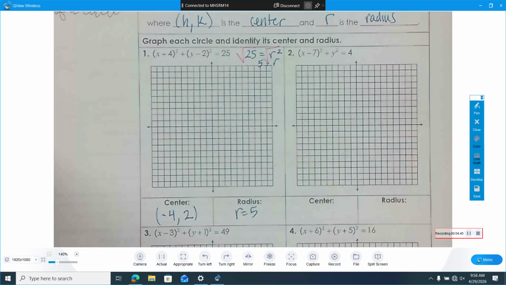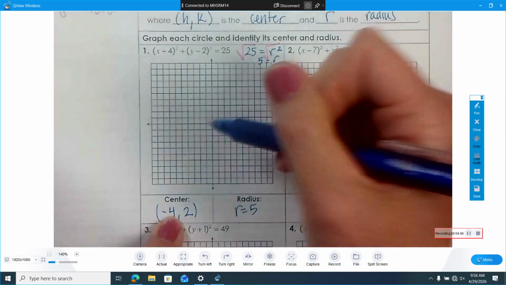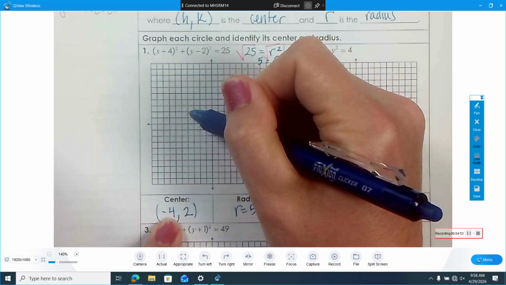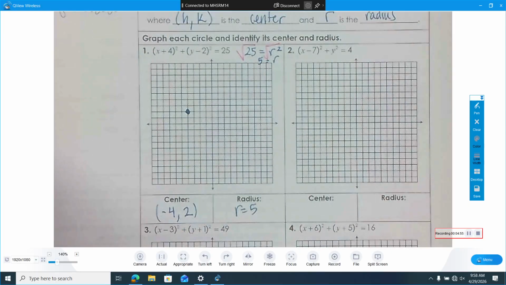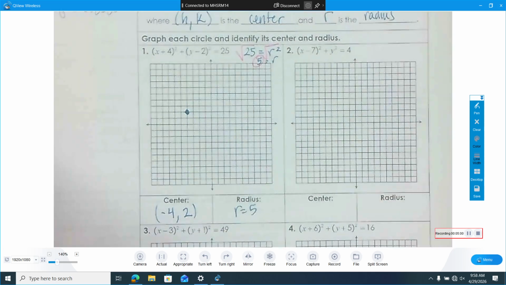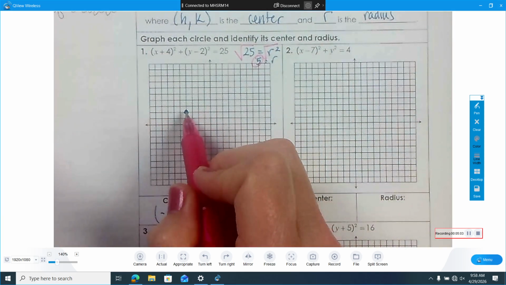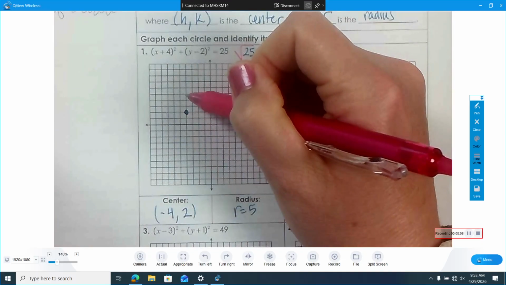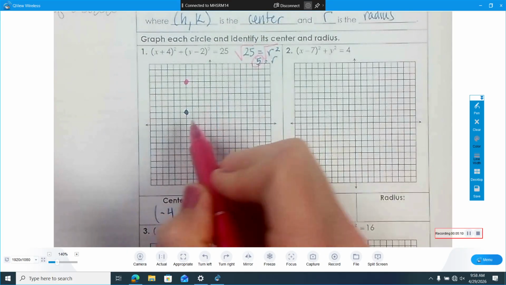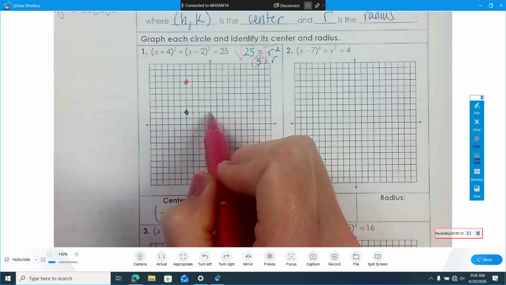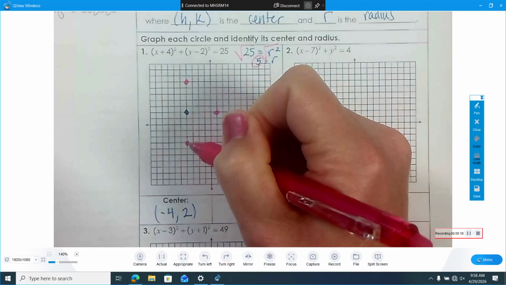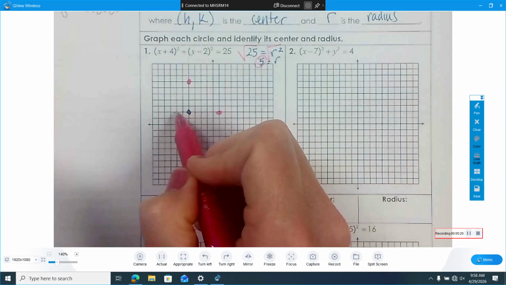So how do we graph this? Super easy. We're going to start at the center, so we're going to plot -4, 1, 2, 3, to the left 4, and then up 2. So here is our center. From that center, we're going to just count the radius. The radius is 5. I'm going to go north, 1, 2, 3, 4, 5. I'm going to go east, 1, 2, 3, 4, 5. I'm going to go south, 1, 2, 3, 4, 5, and west, 1, 2, 3, 4, 5.